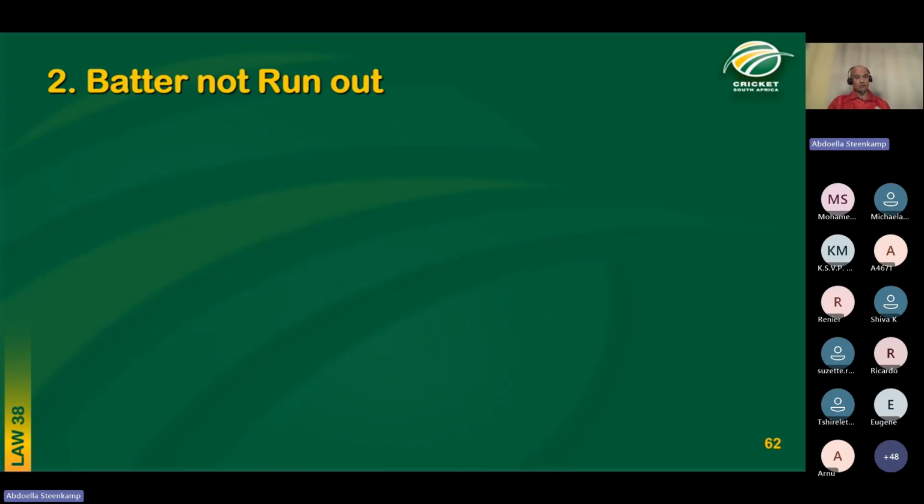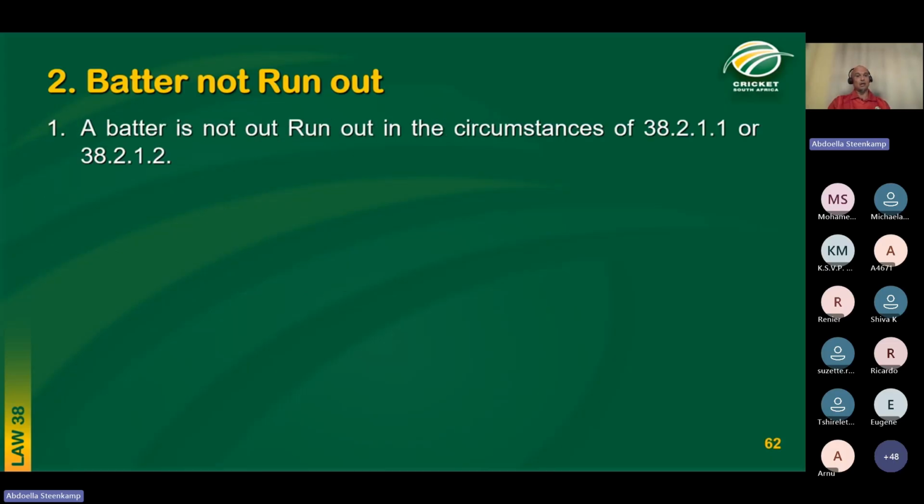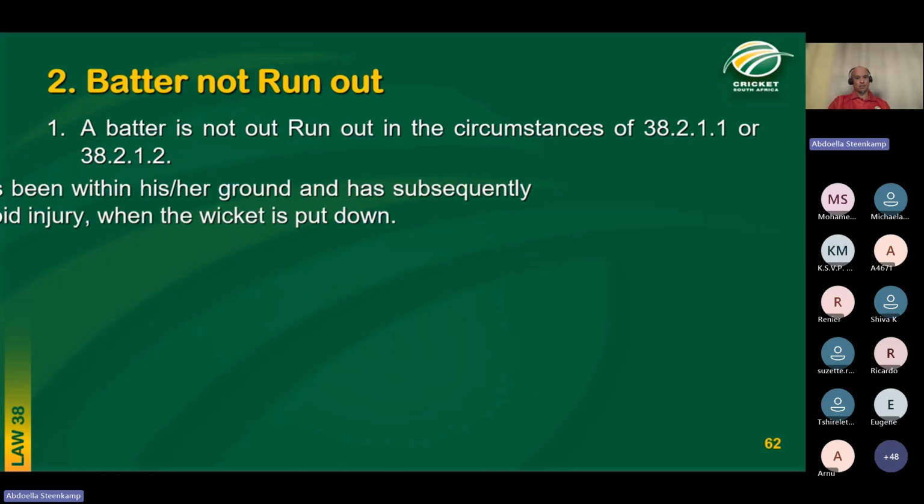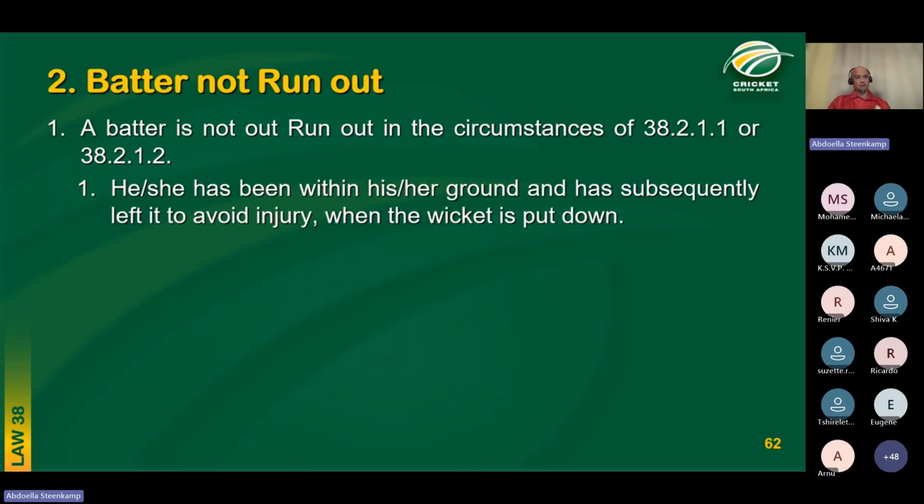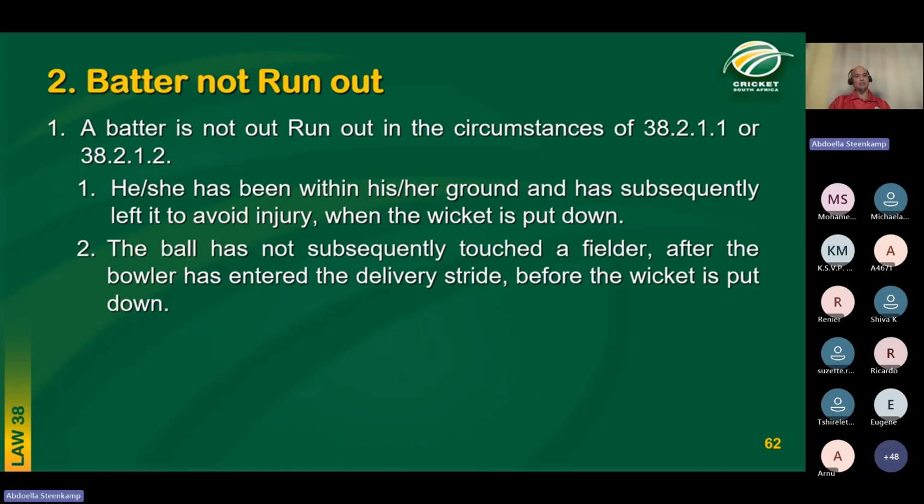The second subsection we're covering under the run out law is how a batter is not run out. Firstly, a batter is not run out if the batter was within his or her ground, and then after making their ground, they only left the ground to avoid injury, and then the wicket was put down. The law gives the batter immunity from being out run out because the batter initially made the ground, and only left it to avoid injury. That's the first instance where a batter is not run out.